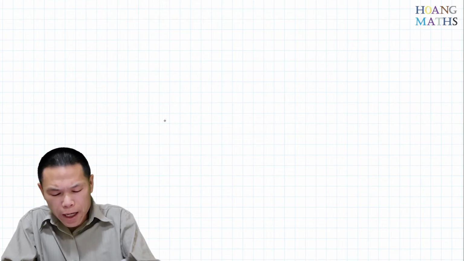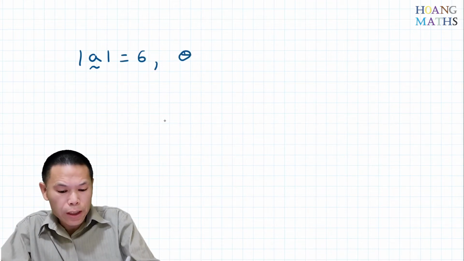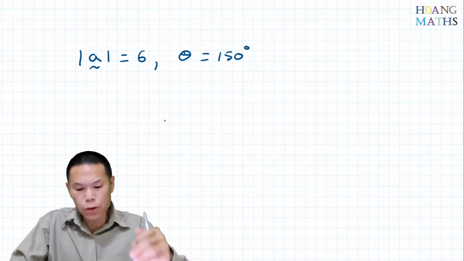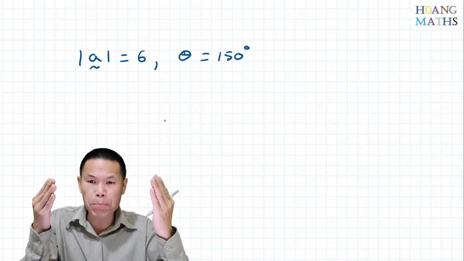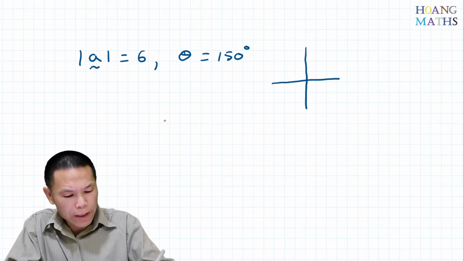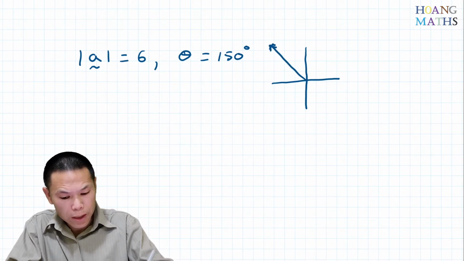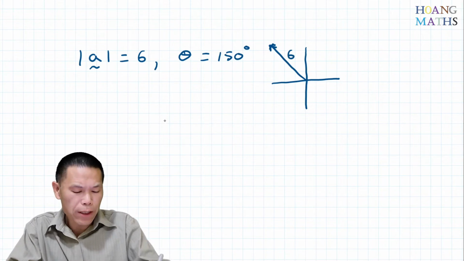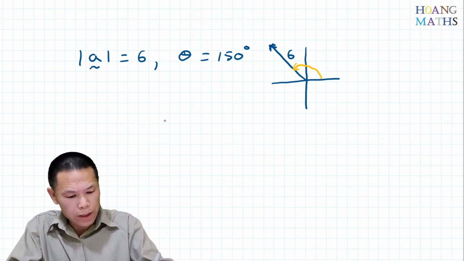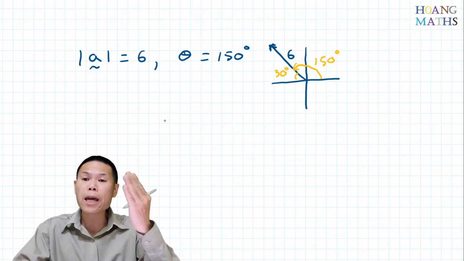Let's say we have another vector I with a magnitude of 6 units and a direction of 150 degrees. To express the vector I in component form, first of all, let me draw the diagram out. Vector I has a direction of 150 degrees and the magnitude is 6 units. The direction is measured from the positive x-axis going anti-clockwise. So 150 degrees, therefore this must be 30 degrees. That is the reference angle.